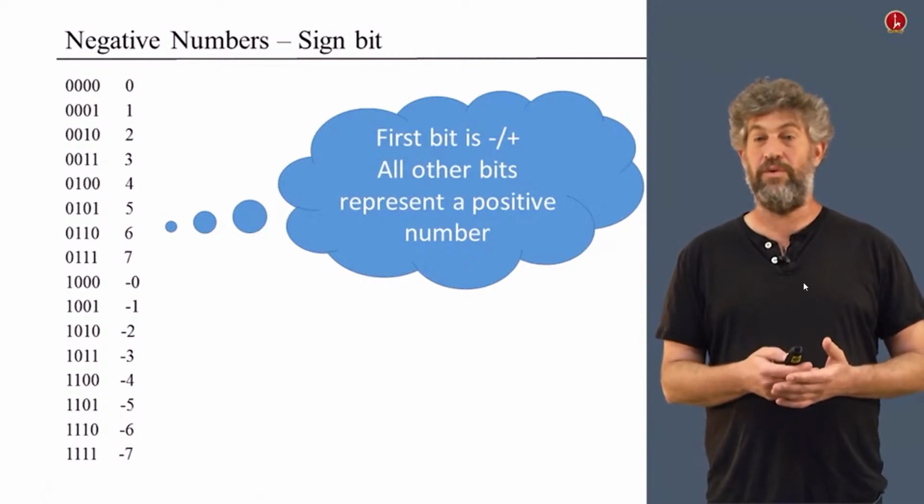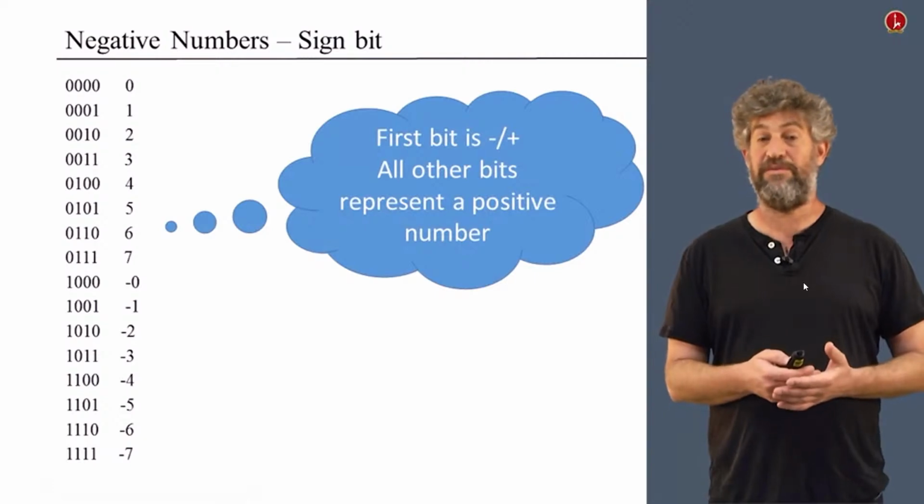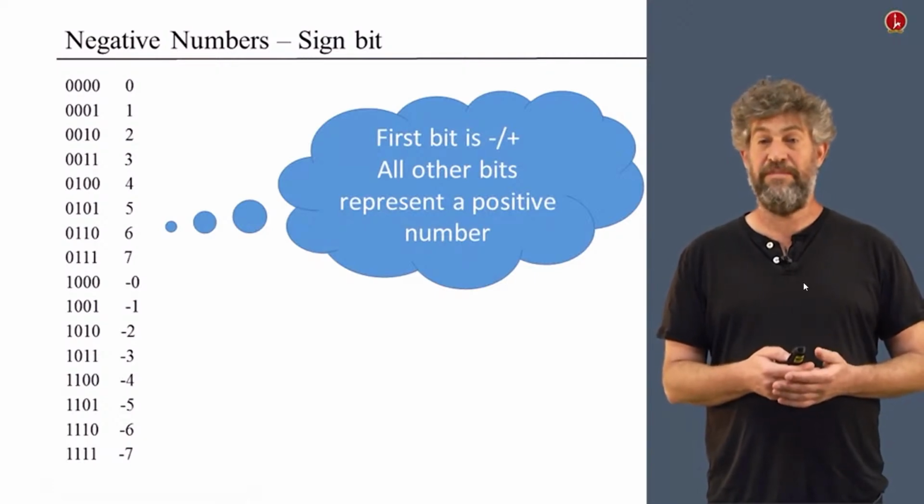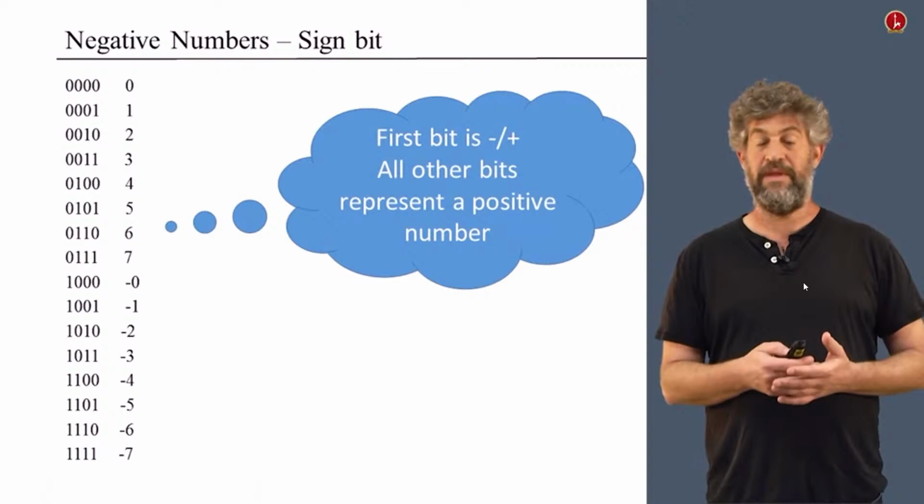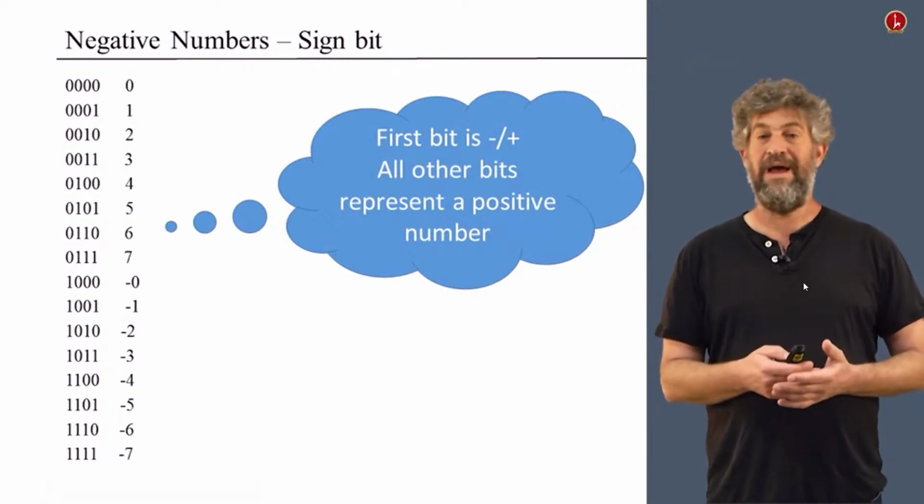So this way, if it starts with 0, it's going to be just a positive number. If the first bit is 1, then it's going to be a negative number that is represented by the next 3 bits. In this case, we can represent 0, 1, 2, all the way up to 7, and then negative 0, negative 1, all the way up to negative 7. So this is one possibility of representing negative numbers, a possibility that is not very popular.